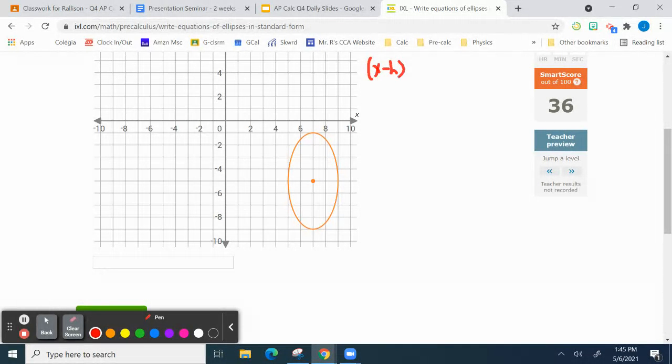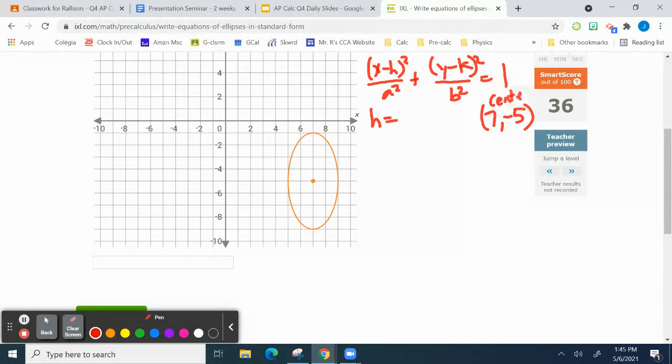x minus h squared over a squared plus y minus k squared over b squared equals 1. All right, so h and k, h equals what? The center is 7, -5, right? That's where the center is. Did I get that right? 7, -5. Yes, okay, so h is 7, k is -5, and we're halfway there.